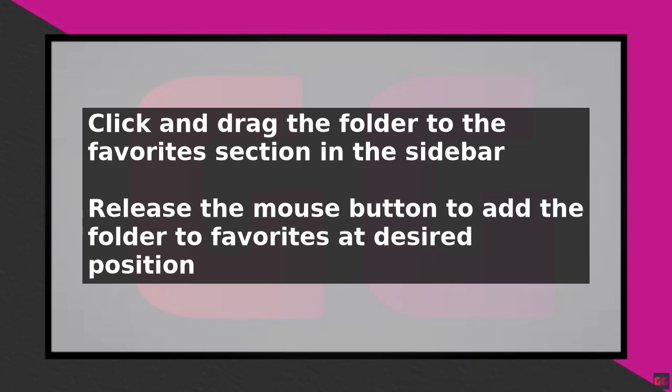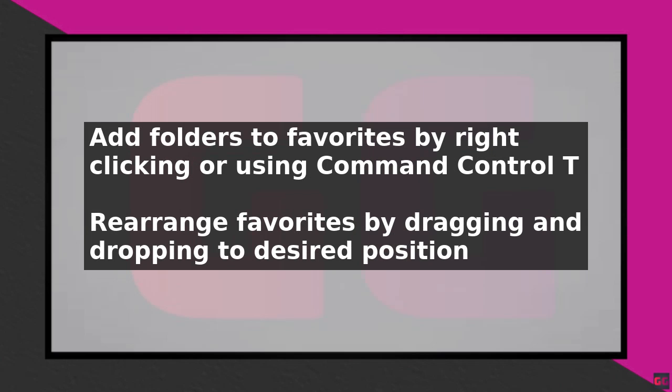As you drag the folder to the Favorites section, you will see a line appear above or below the existing favorites. This line indicates where the folder will be placed when you release the mouse button. Release the mouse button when the line is in the desired position, and the folder will be added to your favorites. Alternatively, you can also add a folder to your favorites by right-clicking on the folder and selecting Add to Favorites, or by using the keyboard shortcut Command plus Control plus T.